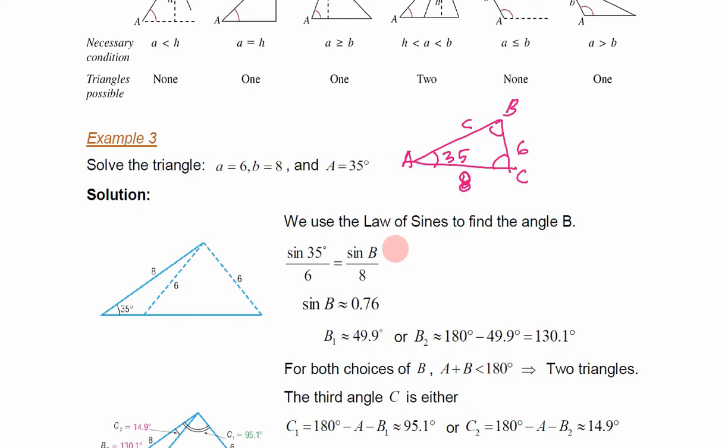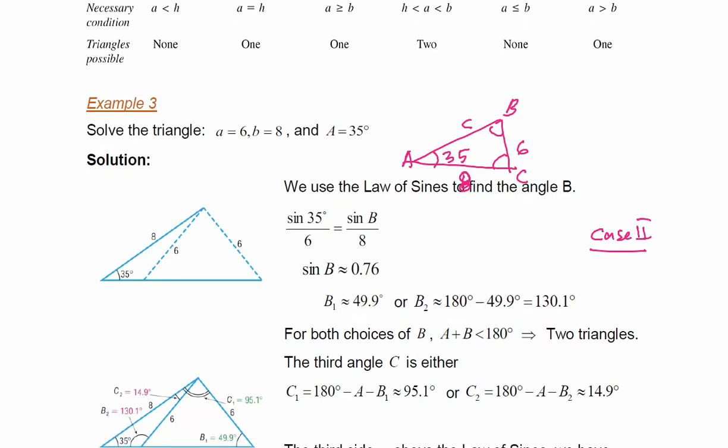Okay, so we use the law of sine since this is case 2. Case 2 falls under the law of sine. But the difference here is we need to check whether we have another angle. Let's say, for example, we find angle B equal to 49.9, which makes another possible angle, which is 180 minus 49.9 for the possible answer.